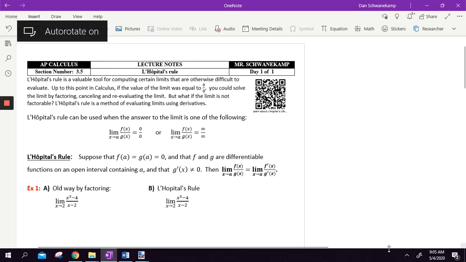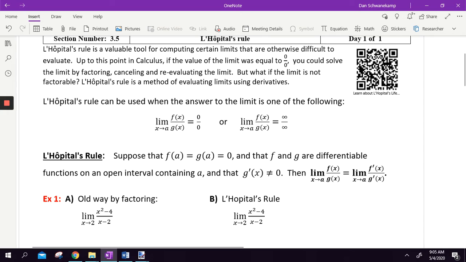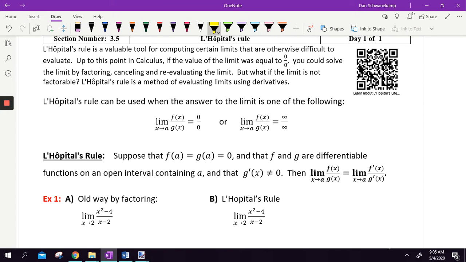L'Hopital's Rule is a valuable tool for computing certain limits that would otherwise be difficult to evaluate. So if you are going to find a limit and you get 0 over 0 or infinity over infinity, so far our rule is simplify, cancel, and plug back in, or factor, cancel, plug back in. But sometimes it's not that easy. And so if you can't do it that way, we can use L'Hopital's Rule.